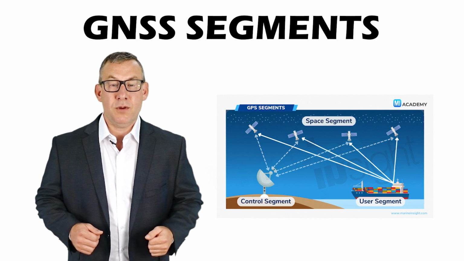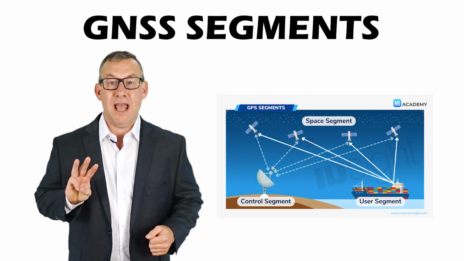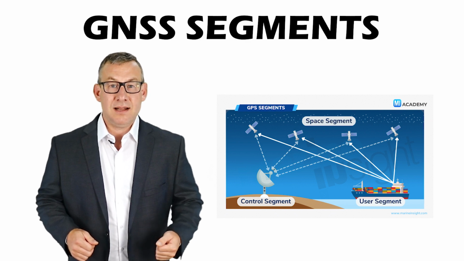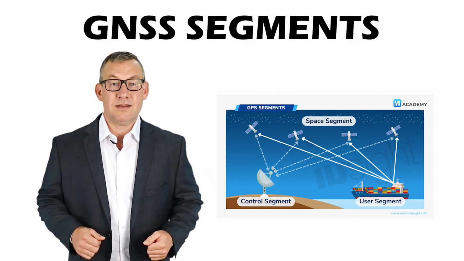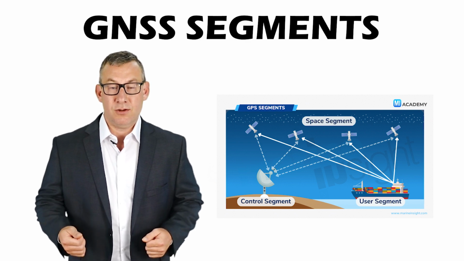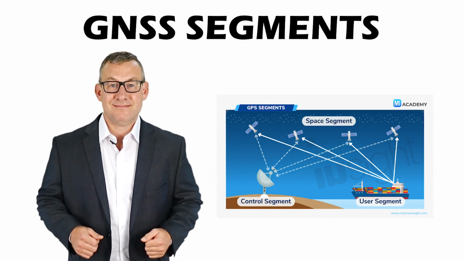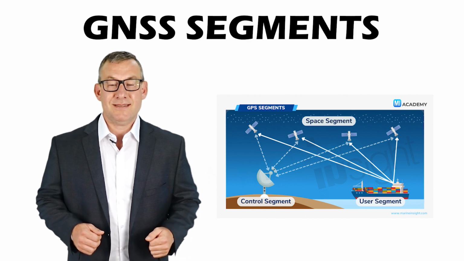GNSS has 3 main components: a satellite segment, a control segment, and a user segment. The satellite segment consists of satellites orbiting Earth and transmitting locational signals. The control segment consists of tracking, communications, data gathering, integration, analysis, and control facilities. The user segment consists of GNSS receivers.